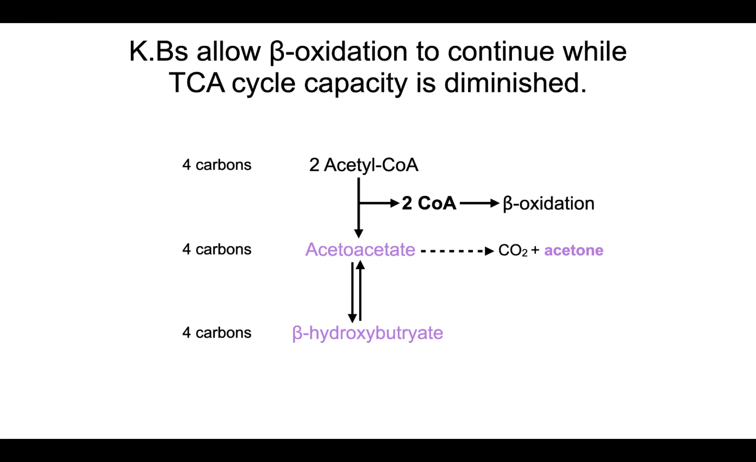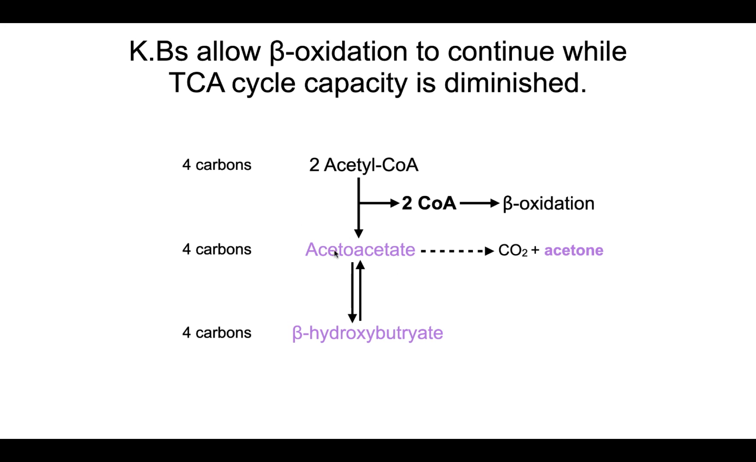Now, these are complex reactions, and you don't need to know the details, but I do want you to know what I have sitting here on this slide. The formation of ketone bodies involves two acetyl-CoAs that get combined into acetoacetate. So two two-carbon molecules become one four-carbon molecule. And then the two CoAs are released and can be used for beta oxidation.